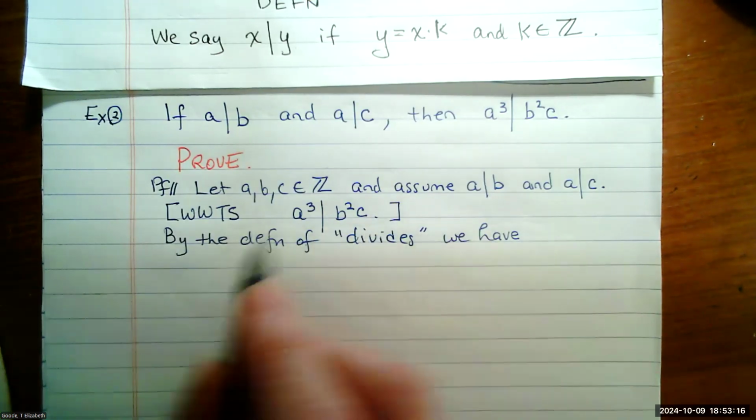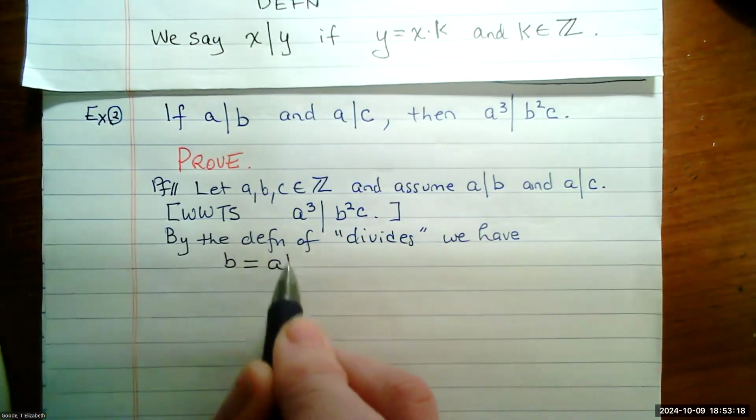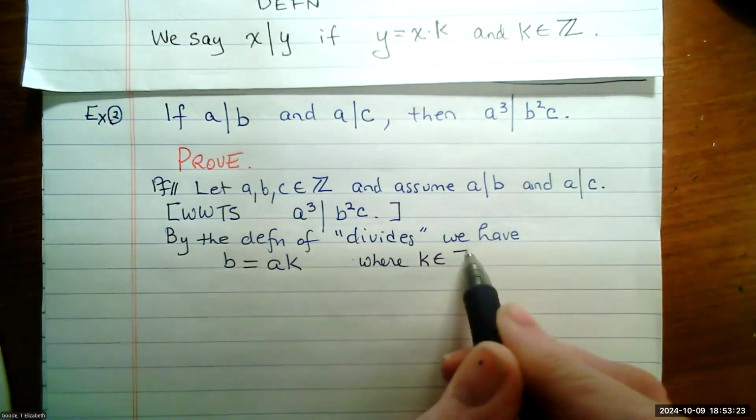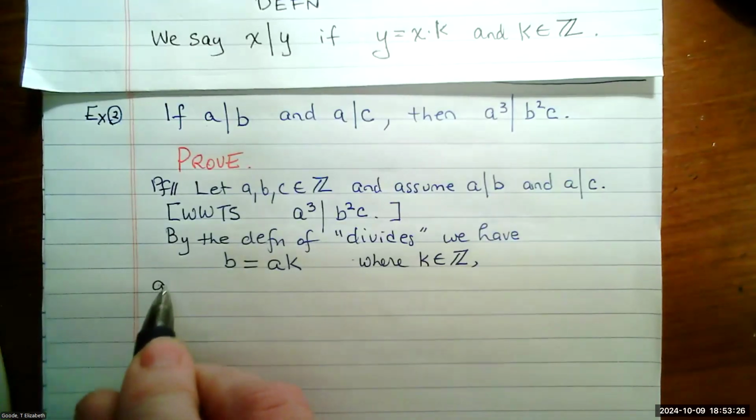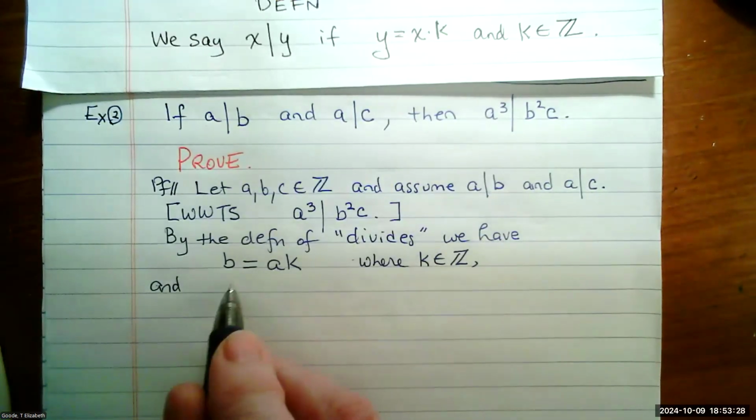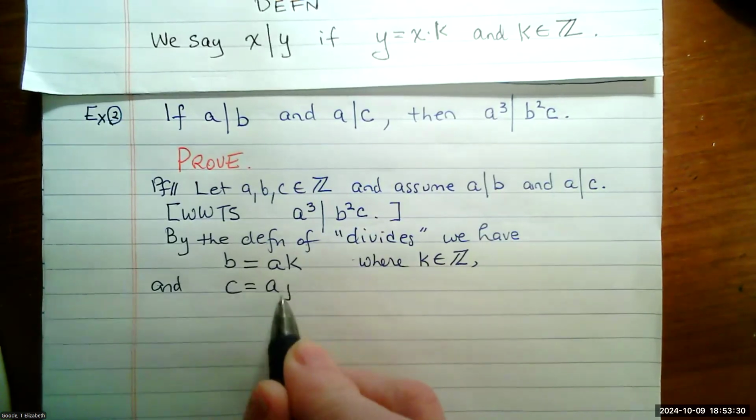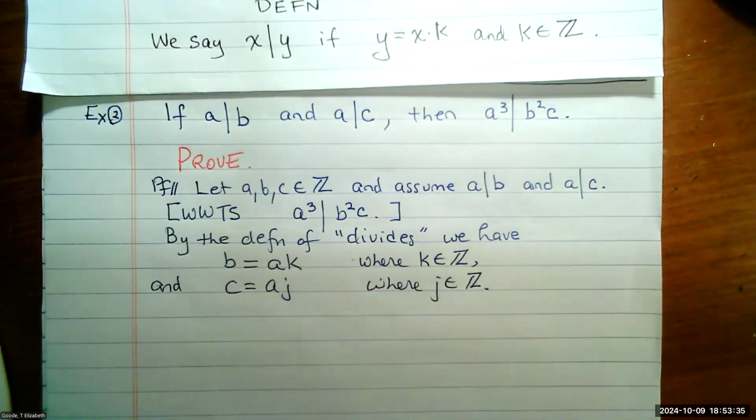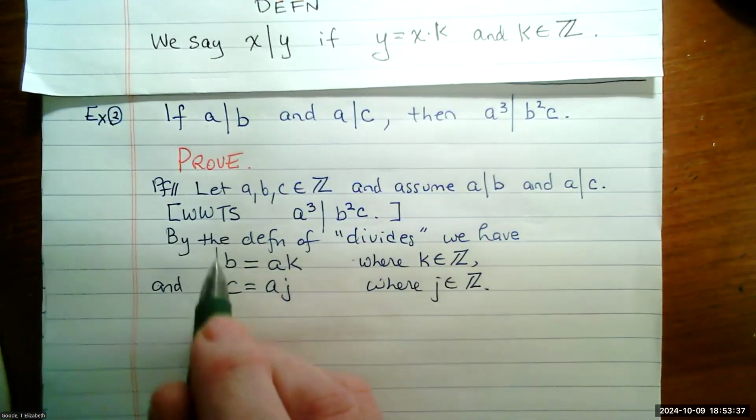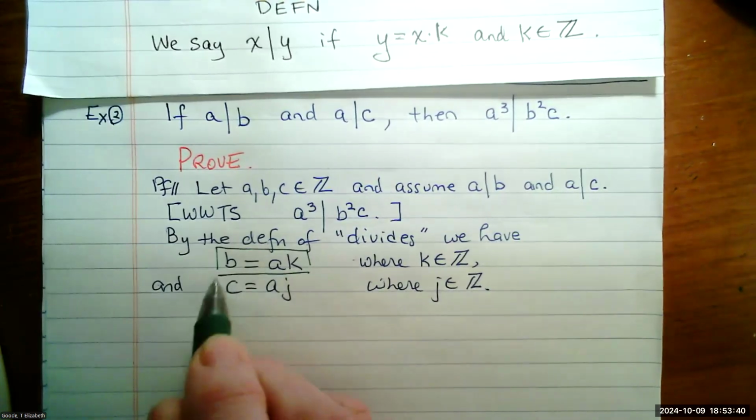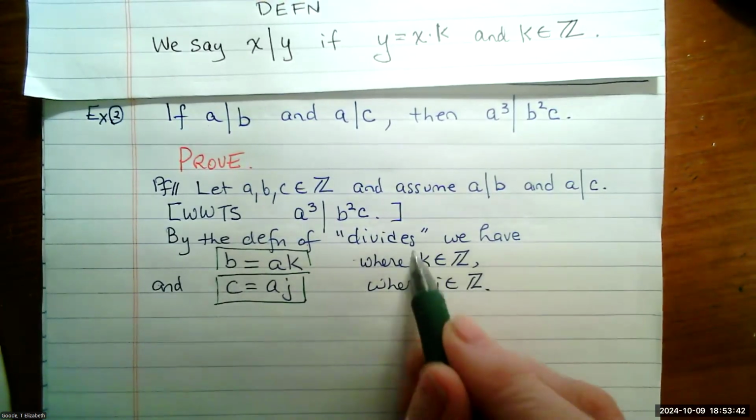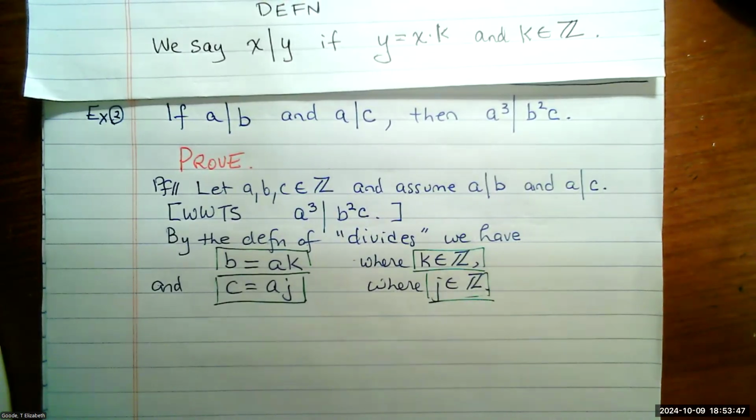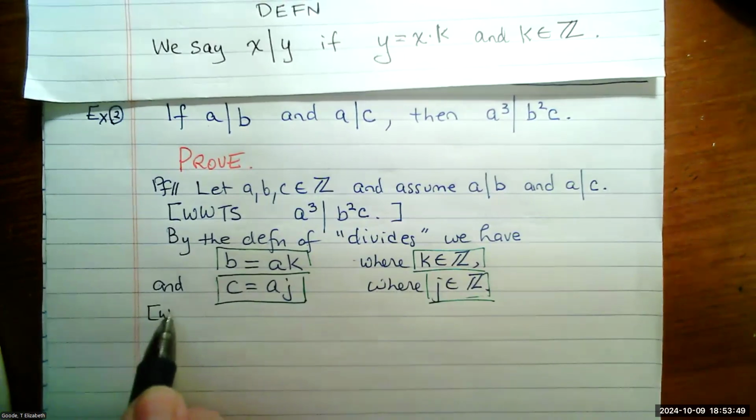Okay, so A divides B. So B is equal to A times K, where K is in Z, and A divides C, so C is equal to A times J, where J is in Z. Now unpack your wish. What do we actually wish to show?